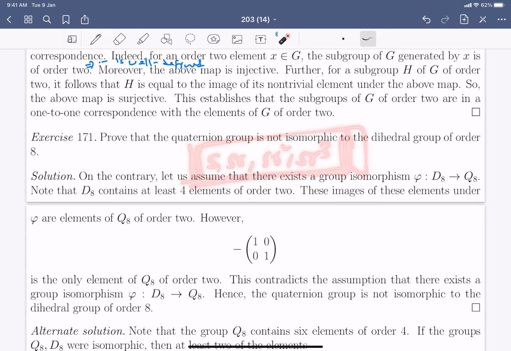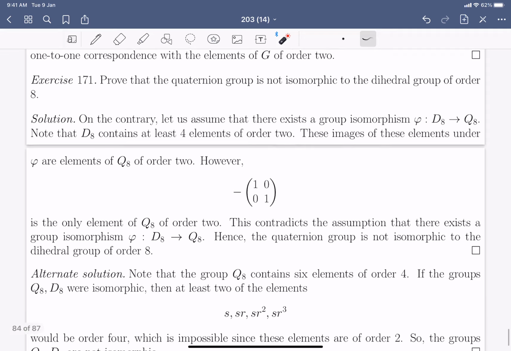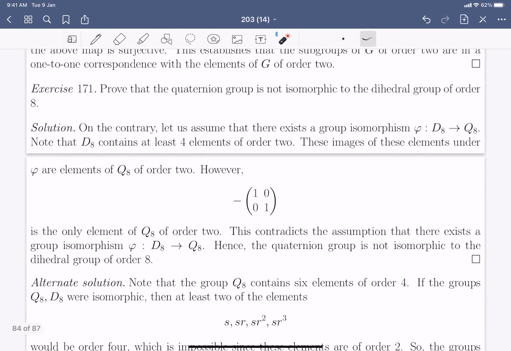By easiest, I mean this works for any dihedral group, right? The power of R, R to the n by 2, that works when n is even. So this dihedral group D8 happens to have several elements, by that I mean at least 4 elements of order 2.